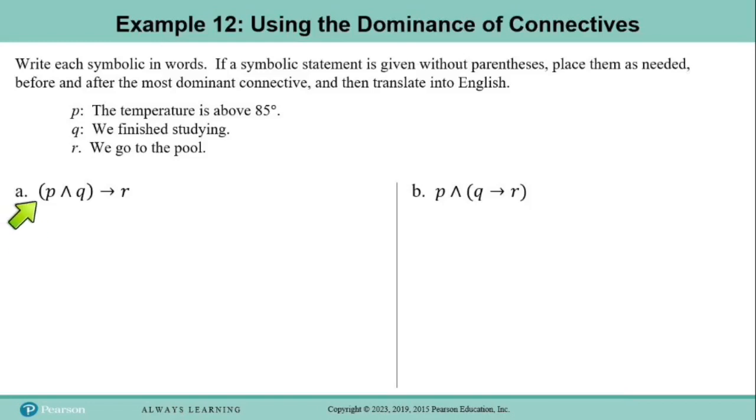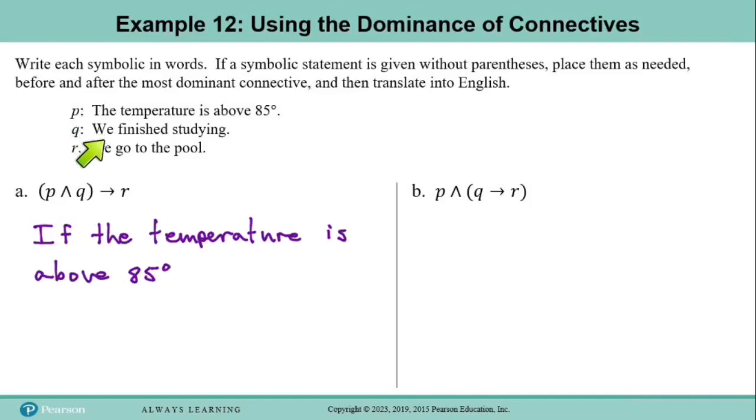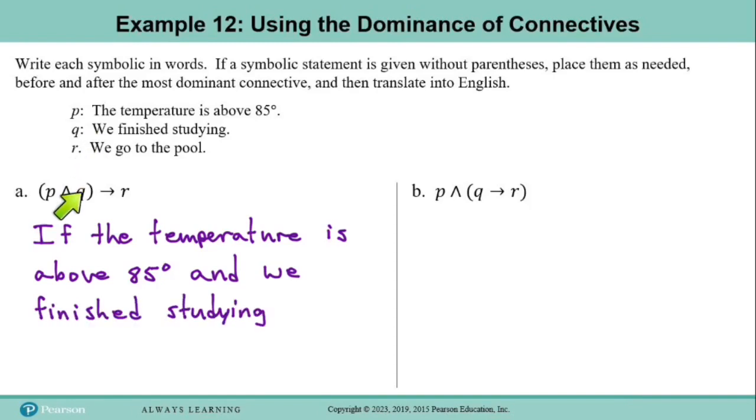Okay, so looking at part A, we have this P and Q part grouped together, and we have this conditional connective. So that's an if-then. So we're going to start our statement with the word if. So if P and Q, if the temperature is above 85 degrees and we finish studying. Now, that's the end of the grouping. So now we put a comma. And what comes after that is then R. Then we go to the pool. So if the temperature is above 85 degrees and we finish studying, comma, then we go to the pool.